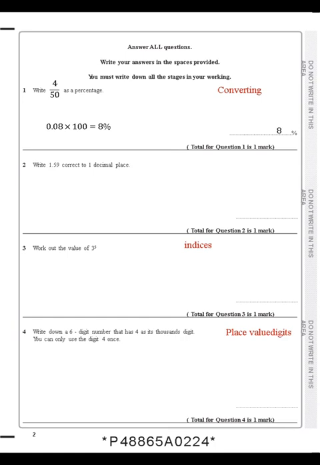Write 1.59 correct to one decimal place. 9 determines whether we round up or down. Because it's greater than 5, it means we round up to 1.6 correct to one decimal place.